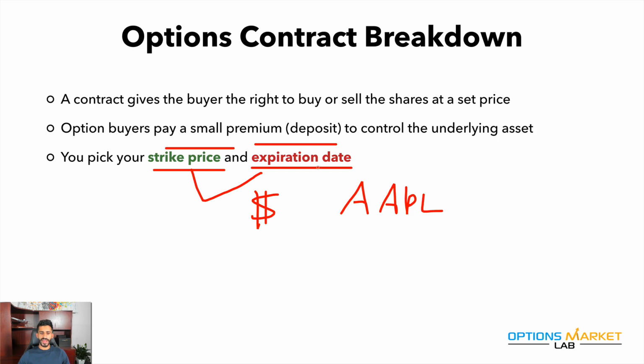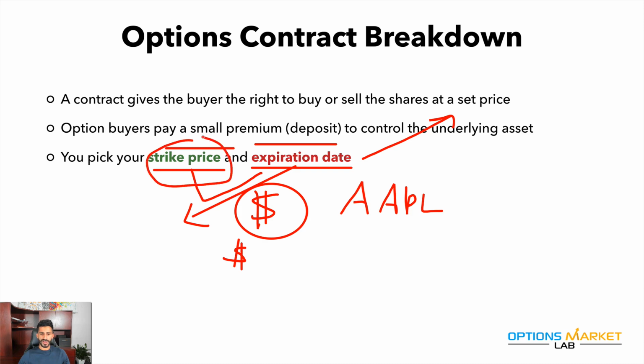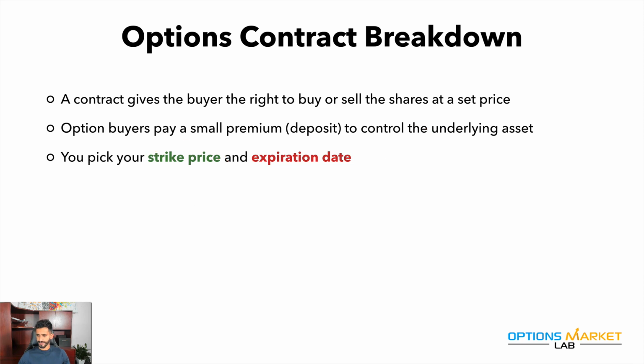Now, obviously, if I have a further expiration date, I'll pay a higher premium price. If I have a closer expiration date, I'll pay a much cheaper premium amount. So it all depends on different factors such as strike price and my expiration date. All these things play a role, and I'll break that down once we get to it.